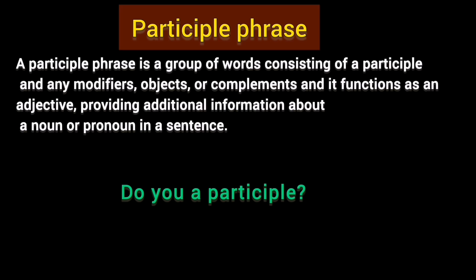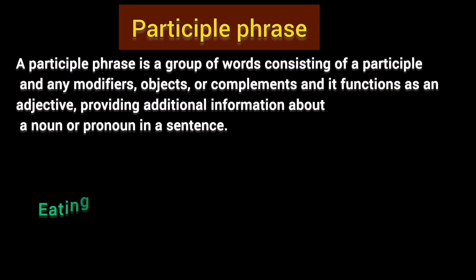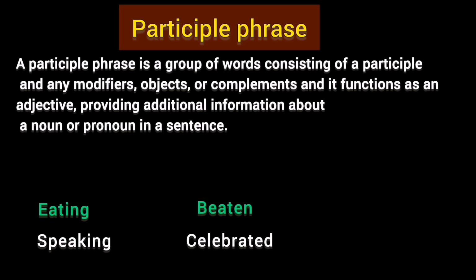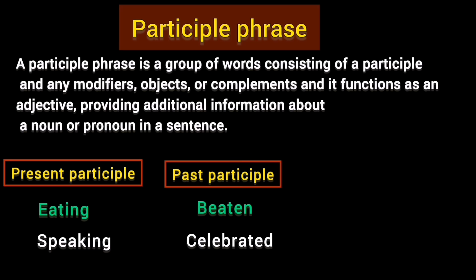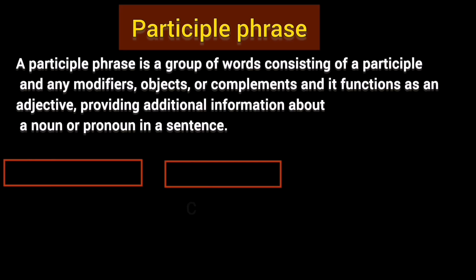Do you know a participle? Let me tell you in simple words that a participle is a form of verb, like eating, speaking, beaten, celebrated. But you should know that eating and speaking are called present participle and beaten is called past participle. Another important point is a participle phrase will always function as an adjective. You should remember that it starts with these forms of a verb, that is why it is also called verbal phrases. Just look at these examples.